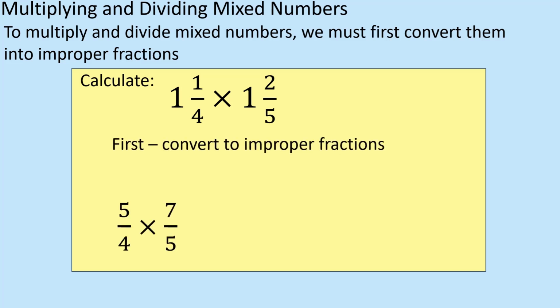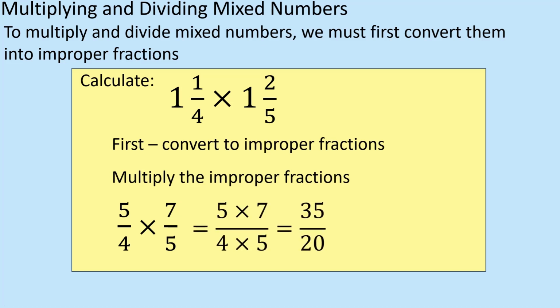All right, so change the first one. So 1 times 4 plus 1 is 5. All right, so 5/4. 1 times 5 plus the 2 is 7, so 7/5. Now just times the top two, 35, times the bottom two, 20, and then look to convert back, or simplify first. Yeah, simplify first, divide them both by 5, which is 7/4. Now convert back, so how many 4s go into 7? 1 with 3 left, which is going to be 1 3/4.